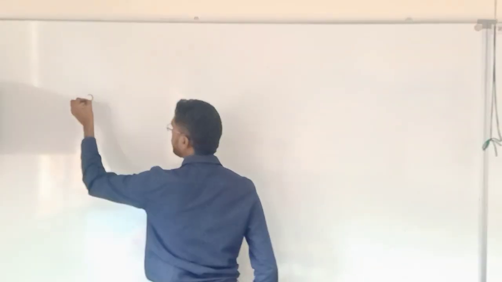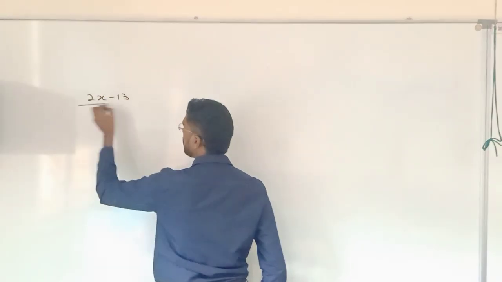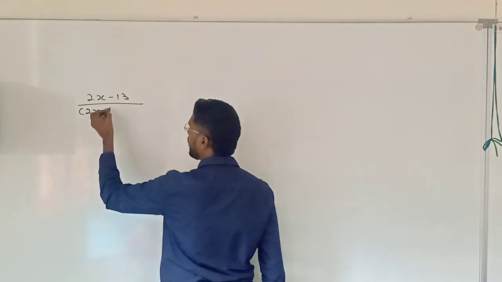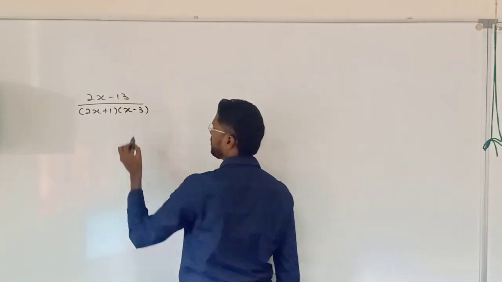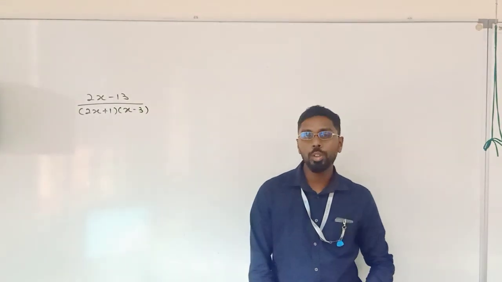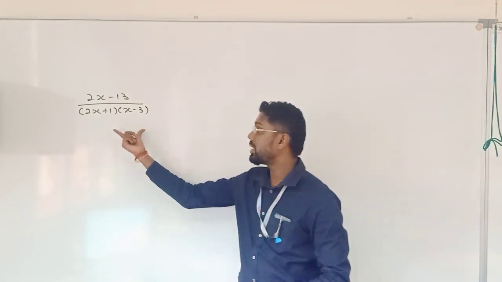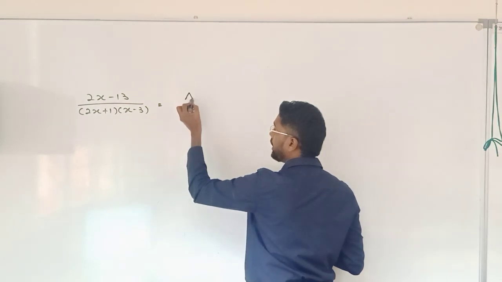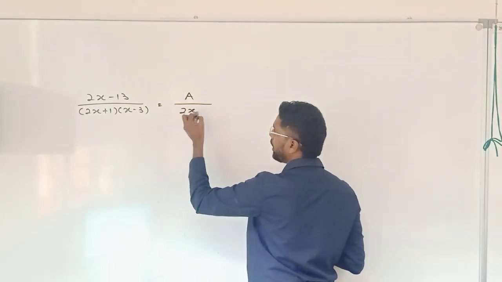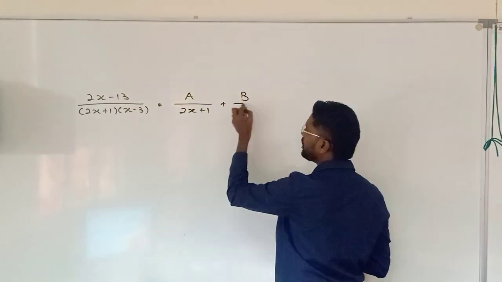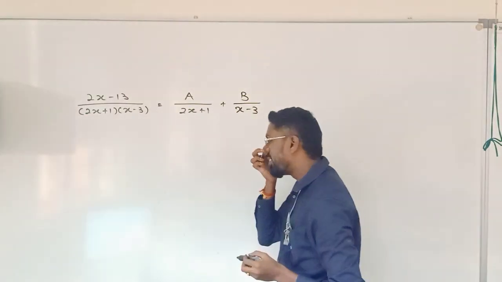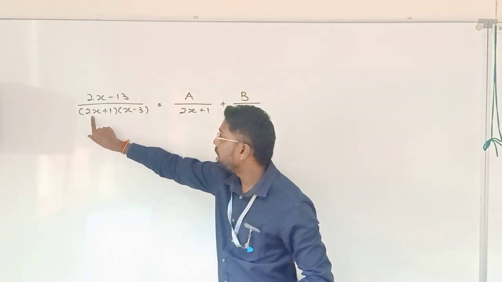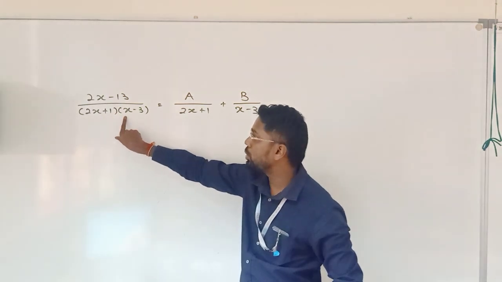Let's give an example. 2x minus 13 over 2x plus 1 times x minus 3. Okay? So our first step, we're going to represent this as two linear fractions at the denominator. So it's going to be a over 2x plus 1 plus b over x minus 3. If you notice here, the denominator is a quadratic, and I factorize this into two linear functions.